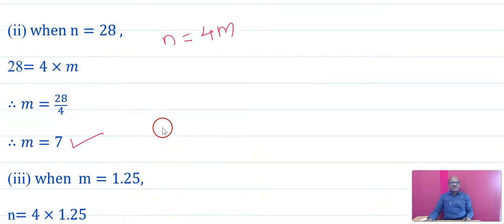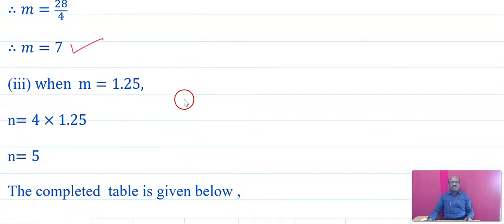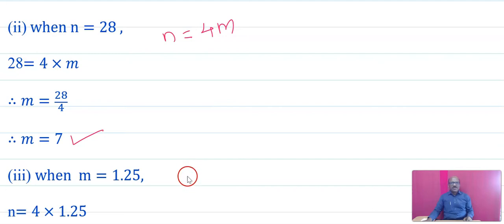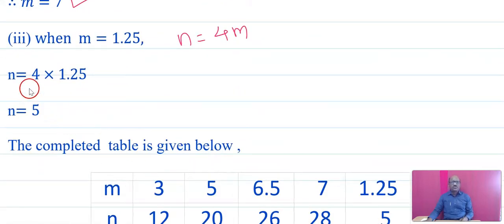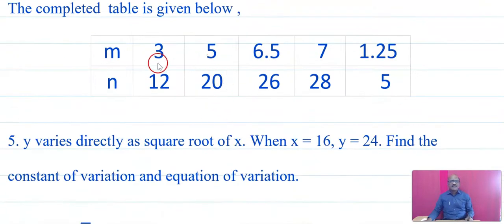Next, substitute the value m = 1.25. Now again, what is the equation? n = 4m. Substitute the value of m. Then you will get n = 4 × 1.25, and that n = 5. And the completed table is this. When m is 3, n is 12; m is 5, n is 20; m is 6.5, n is 26; m is 7, n is 28; m is 1.25, n is 5.